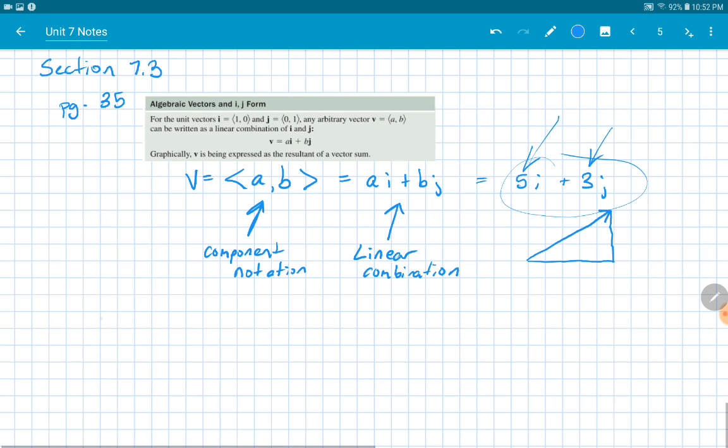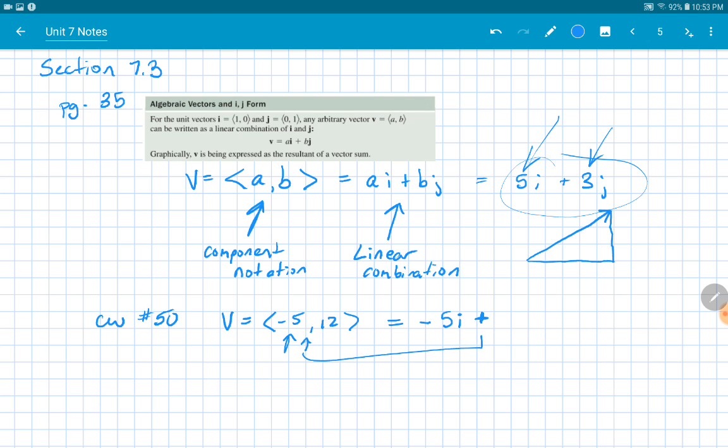So let's look at, for example, classwork number 50 from the textbook. We have the vector <-5, 12>, and to express that as a linear combination, I have negative 5 i's, because a is -5, plus, so notice the comma changes to a plus sign now, 12 j's. So I don't need parentheses because it's like an expression now; that notation is not a set of numbers anymore.